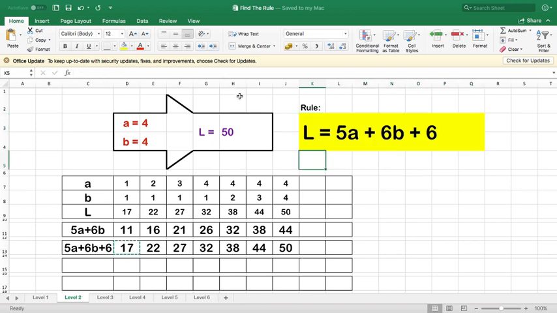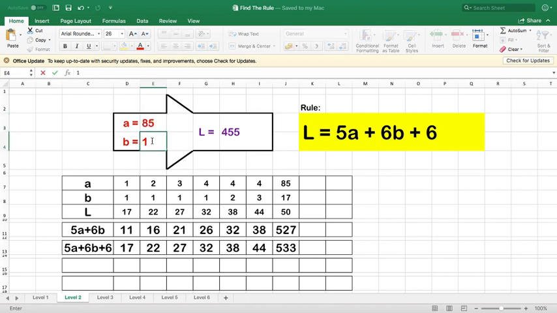Well, I can test that. If that is indeed the case, I ought to be able to pick something outrageous like 85 for A and 17 for B, and then I predict that the value of the function I get is 533. So let's put it into the function machine and see if that works. 85 and 17, and we do indeed get 533.